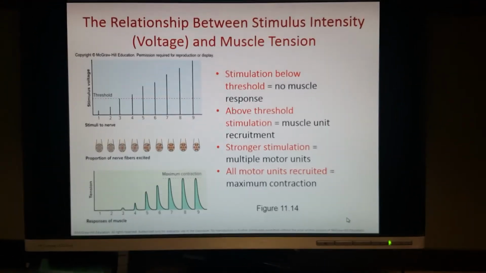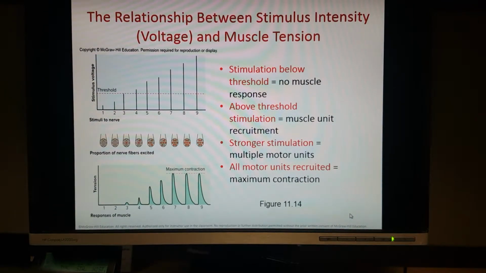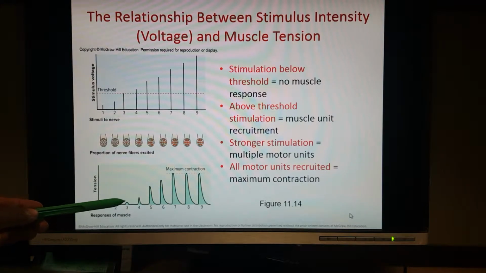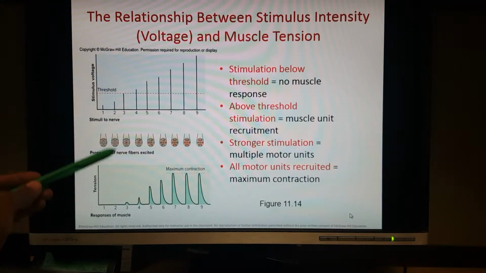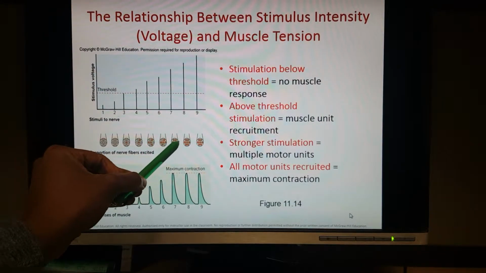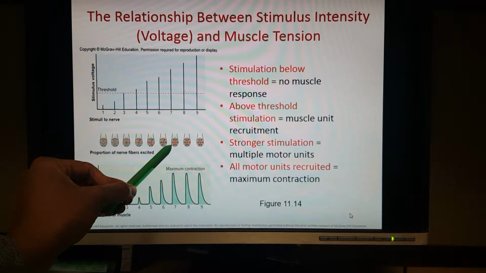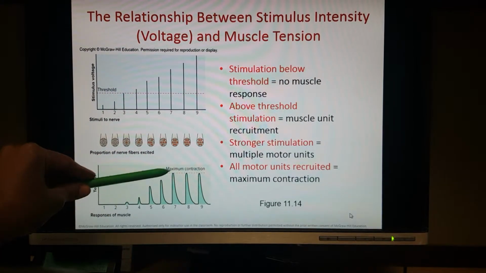So looking at our contraction chart below, for the first two there's no contraction, there's no tension in that muscle because the stimuli are below threshold. Then we have a little small one right at threshold, a little bit more with increased stimuli, until you get to the point where all of your muscle motor units are recruited. When that happens, you're at maximum contraction.